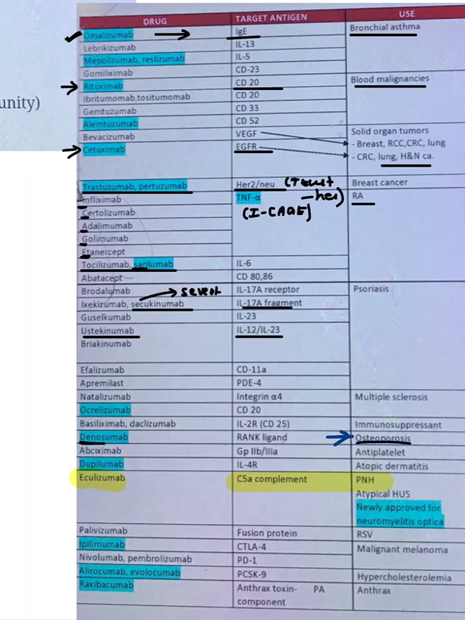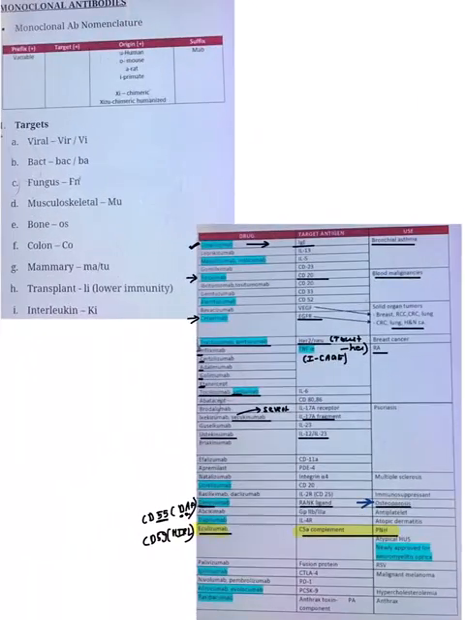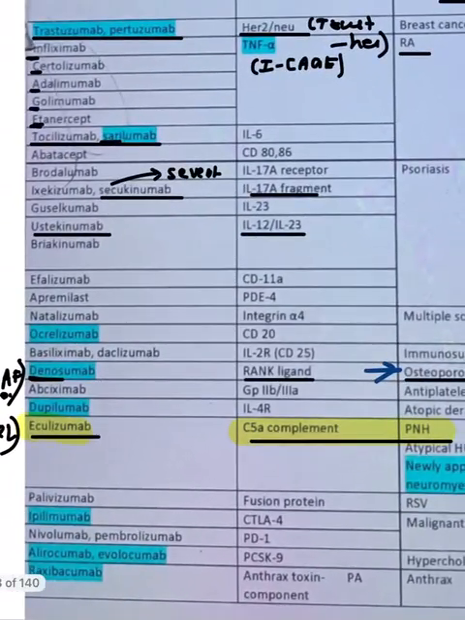Then denosumab, that is for osteoporosis, against RANK ligand. This is very important. Then we have eculizumab. This drug is used for PNH, paroxysmal nocturnal hemoglobinuria, in which you have a problem with CD55 and CD59. What is CD55, guys? That is DAF, decay accelerating factor. And what is CD59? That is MIRL, membrane inhibitor of reactive lysis. How will you remember it? DAF, that is 4 + 1 = 5, that is CD55. So don't get confused about which is DAF and which is MIRL.